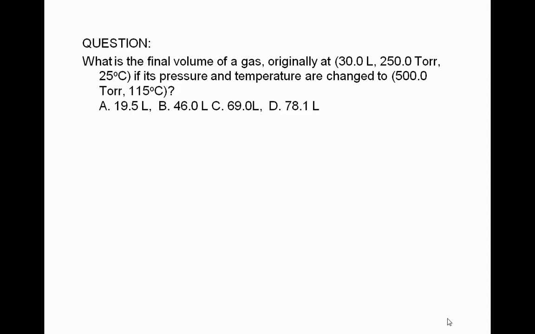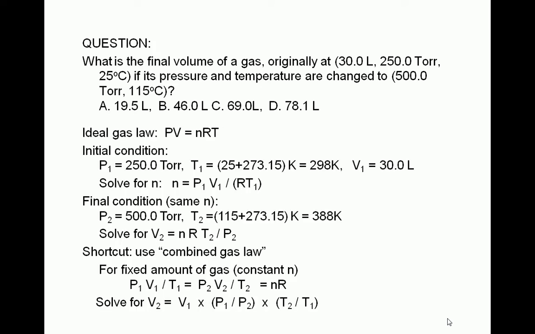What is the final volume of a gas originally at 30.0 liters, 250.0 torr, and 25 degrees Celsius if its pressure and temperature are changed to 500.0 torr and 115 degrees Celsius? We can solve this problem using the ideal gas equation PV equals nRT.